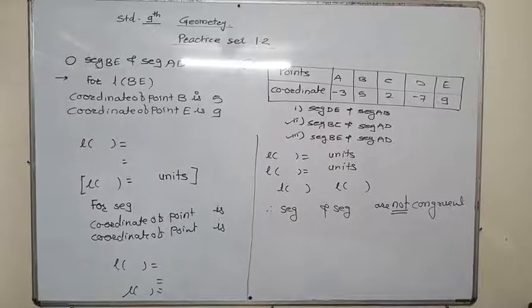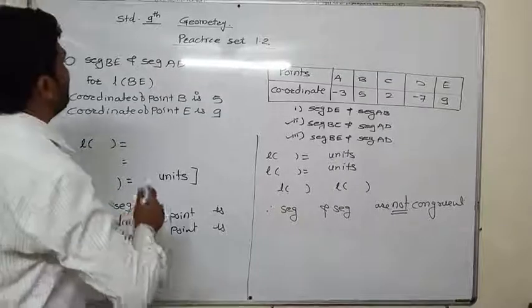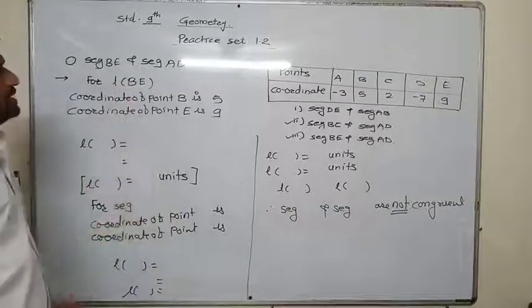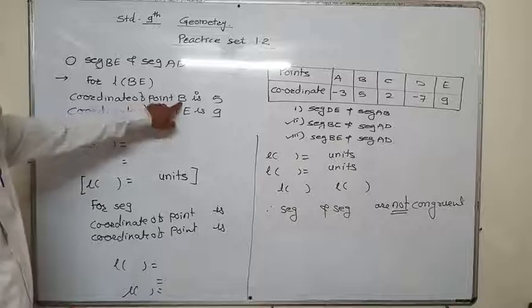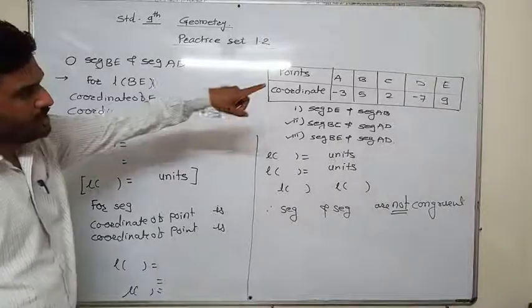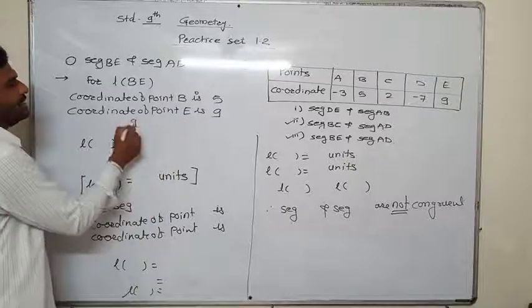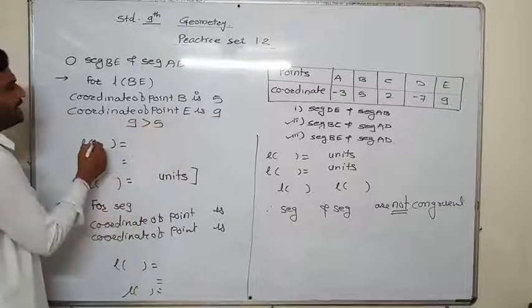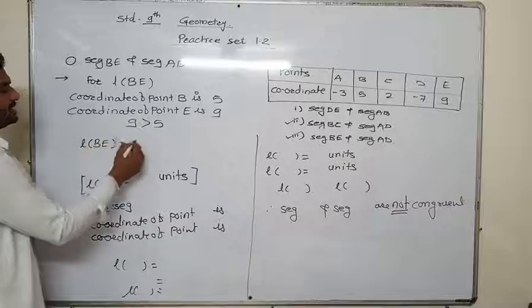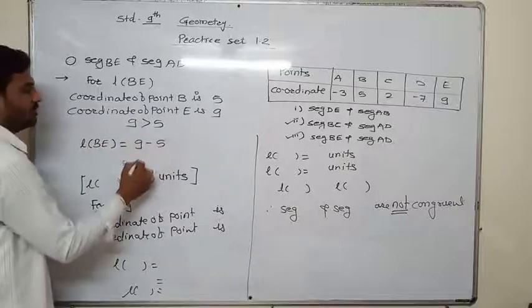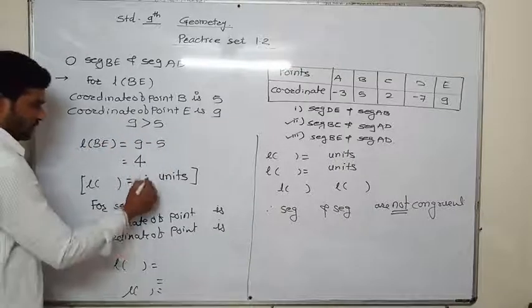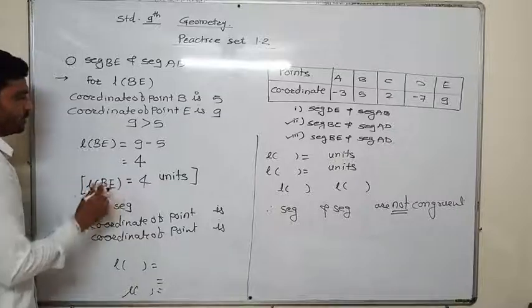Next one is segment BE and segment AD. So first we find the length of BE. The coordinate of point B is 5. The coordinate of point E is 9. Okay, which is the greater number here? 9 is greater than 5. So the length of BE is equal to 9 minus 5, which is 4. So the length of BE is equal to 4 units.